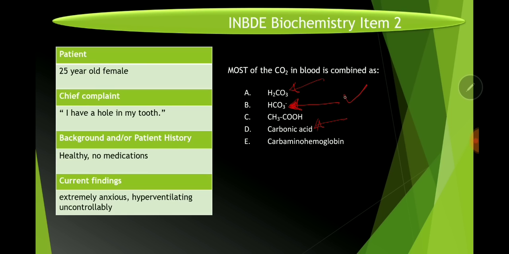But the bicarbonate is because when the carbon dioxide in blood dissolves in blood, this is not stable. This is a weak acid. So what happens is it dissociates into protons plus bicarbonate. Okay, so it dissociates. So most of it is going to be in this form.